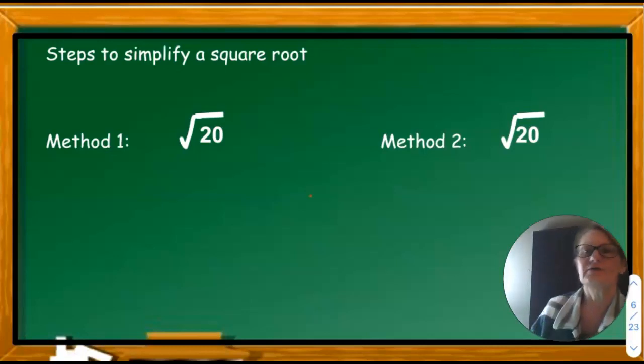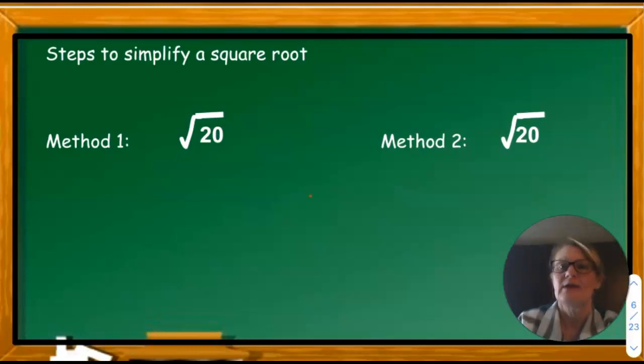Okay, hello. So this is installment 3 on our simplifying square roots. And I'm going to show you two methods that I would use to simplify. And the first one that I'm going to show you is called the prime factorization method. That's what I call it. It doesn't really have the name, I don't think.